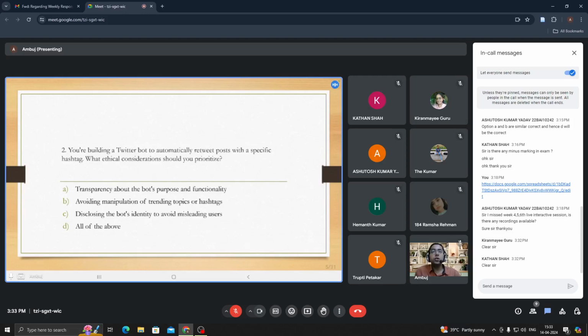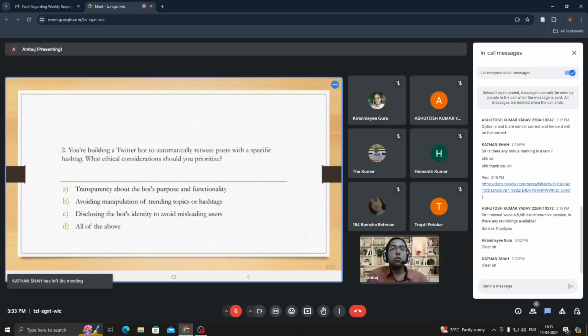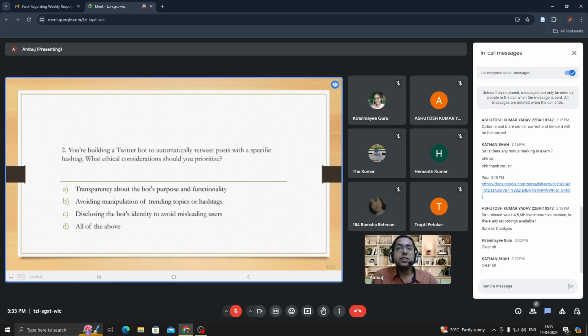You are building a Twitter bot to automatically retweet posts with a specific hashtag. What ethical considerations should you prioritize? A, transparency about the bot's purpose and functionality; B, avoiding manipulation of trending topics or hashtags; C, disclosing the bot's identity to avoid misleading users; or D, all of the above. Do try to answer it.